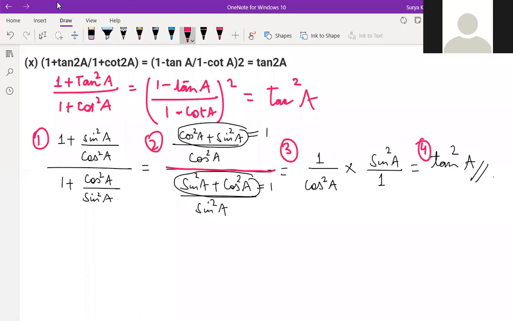I don't think anyone will have doubt. Okay, second part of it I'm solving. This is equal to this.